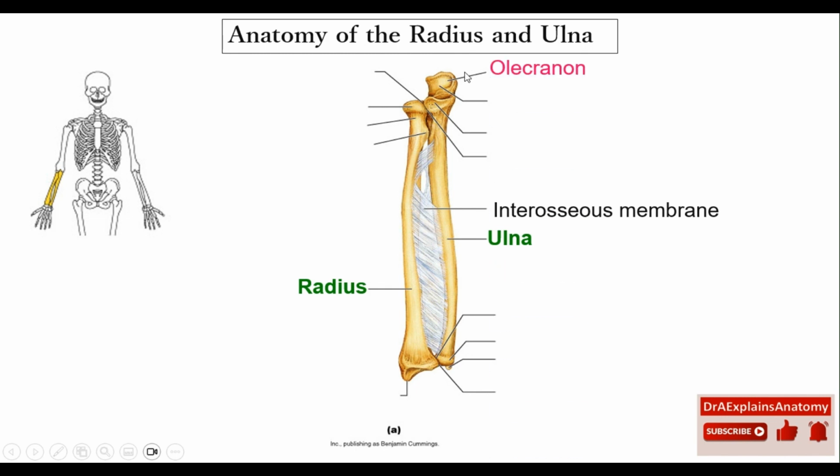On the ulna, we have the olecranon. So this structure right here is the olecranon. This notch, we can see part of it right here. This is the trochlear notch. The trochlear notch on the ulna articulates with the trochlea on the humerus. Check out my video on the humerus to understand the structures and where the trochlea is.